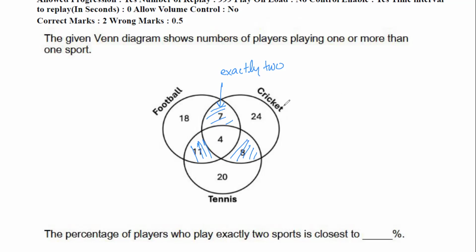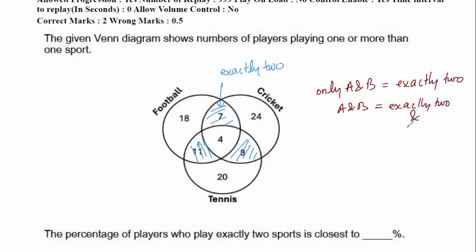So this is the thing. If I say only A and B, or only football and cricket, something like that, it means exactly 2. Got it? If I say A and B, then it includes exactly 2 and also all 3. So I'll do a detailed video on 3 circles.